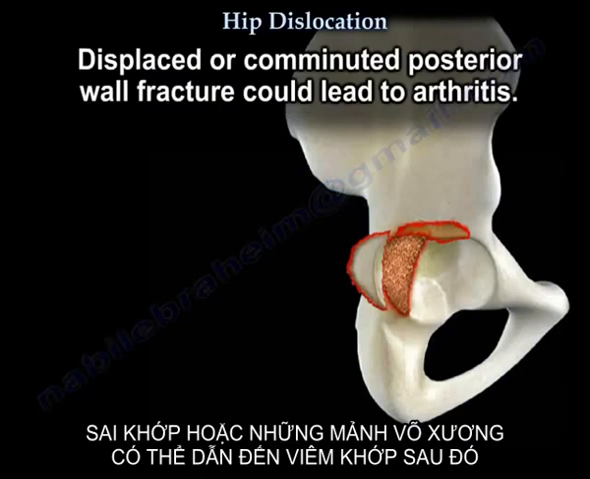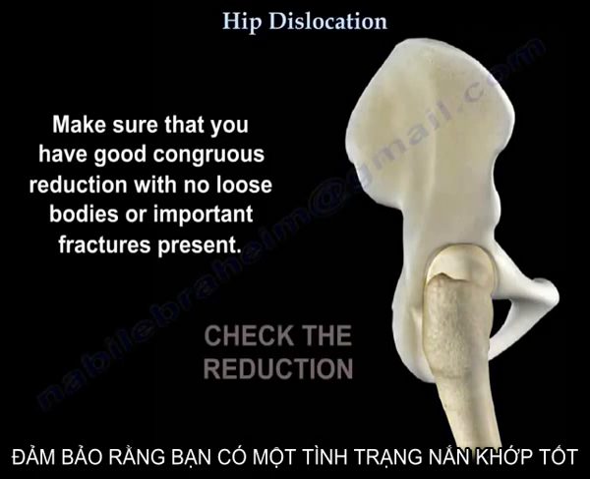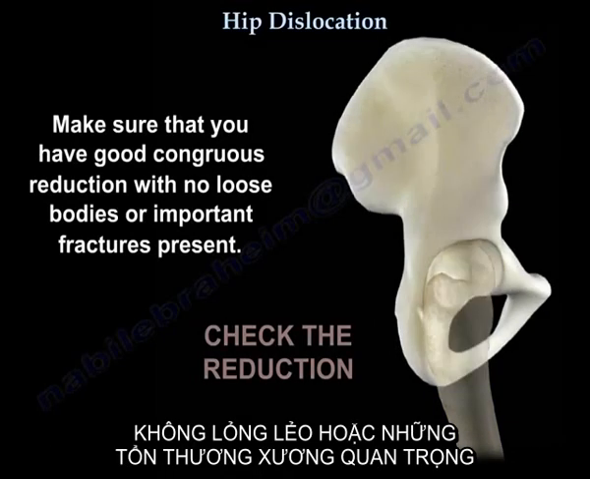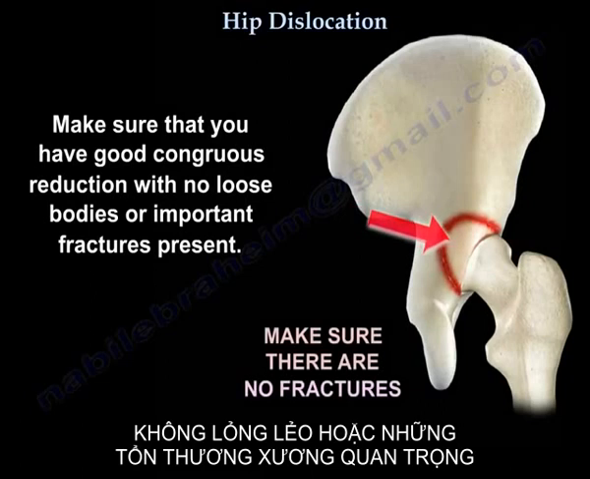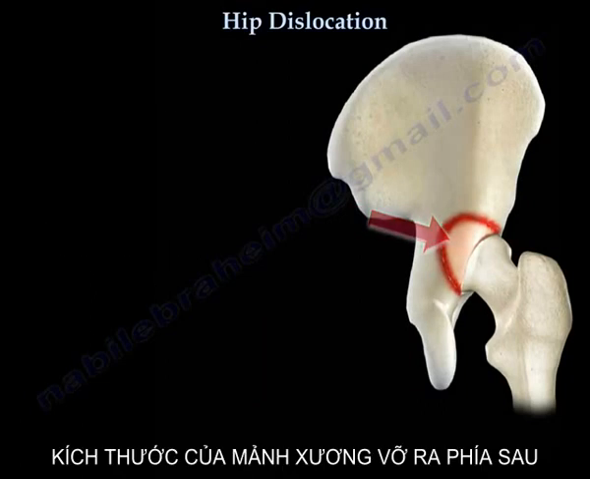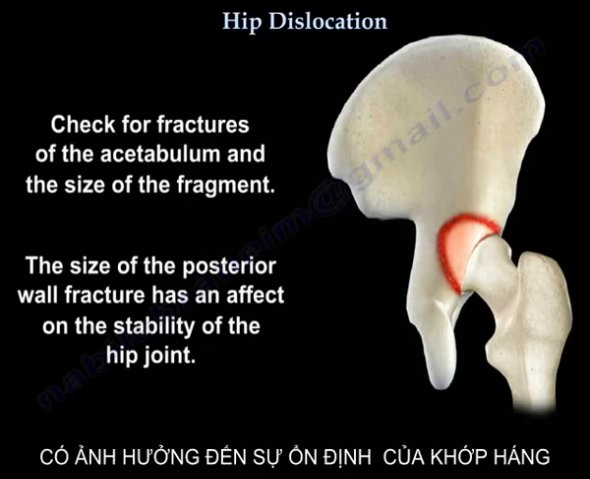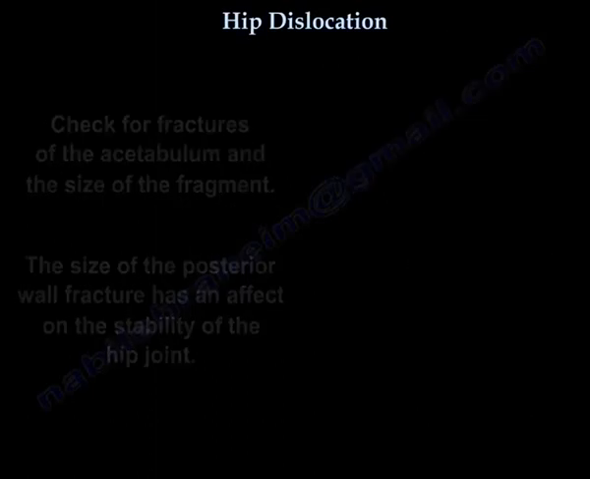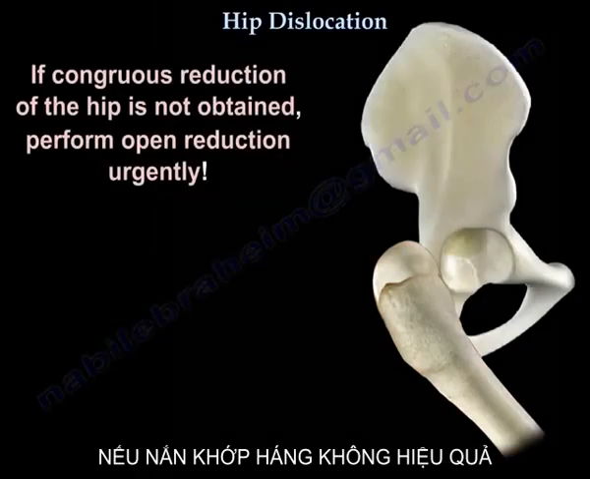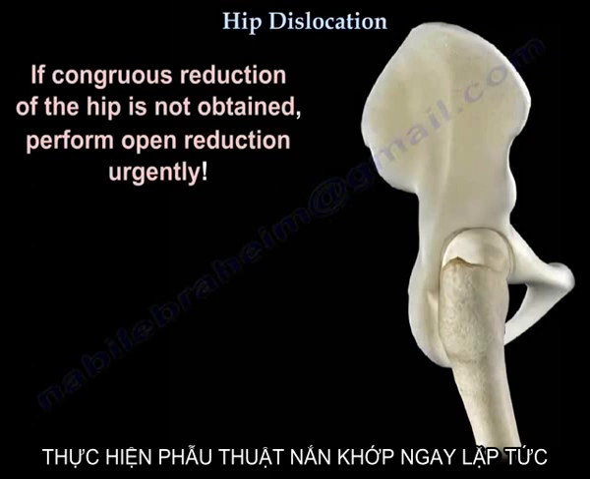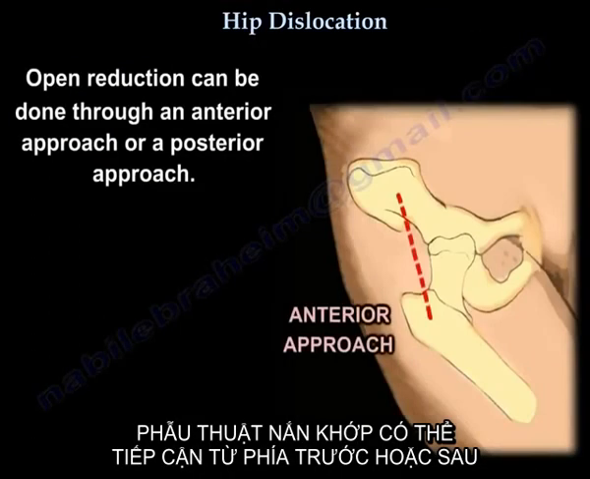Displaced or comminuted posterior wall fracture could lead to arthritis later on. Make sure you have a good congruous reduction with no loose bodies or important fractures present. The size of the posterior wall fracture has an effect on the stability of the hip. If congruous reduction of the hip is not obtained, perform open reduction urgently. Open reduction can be done through an anterior or posterior approach.